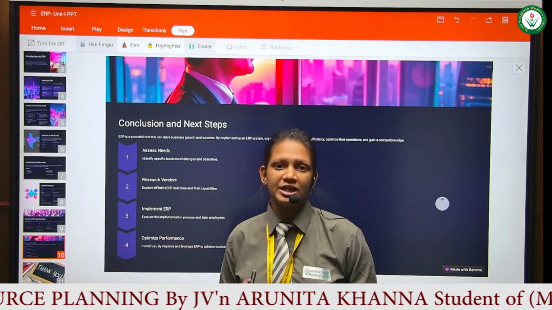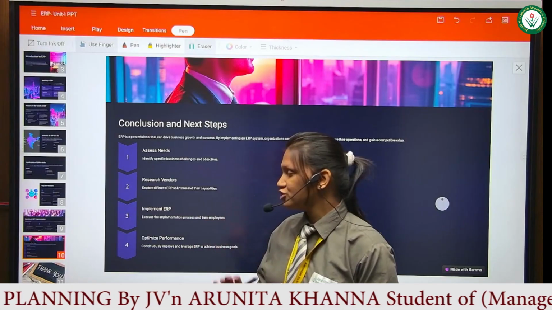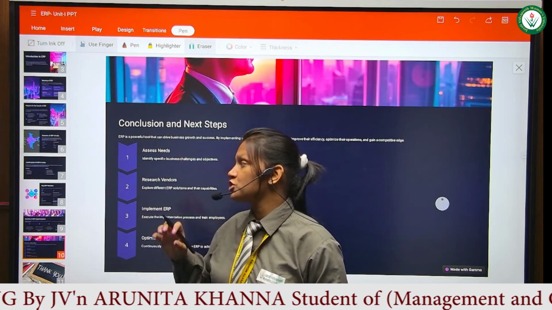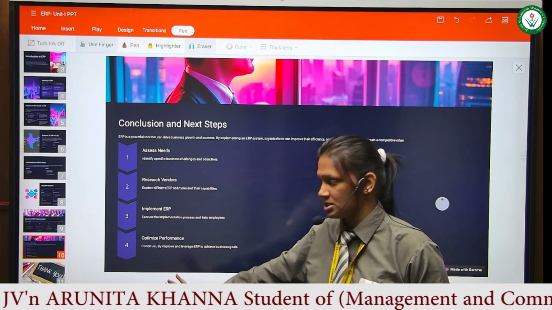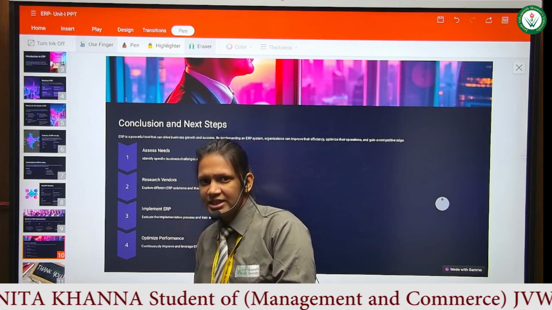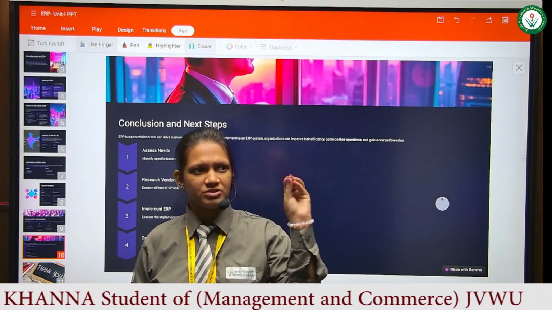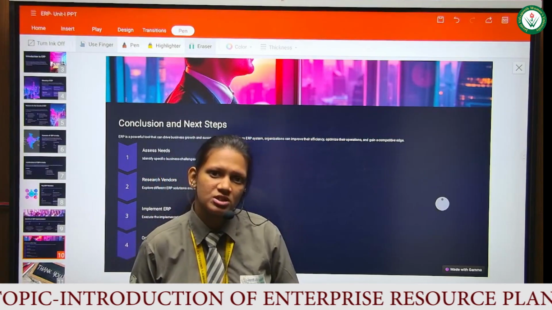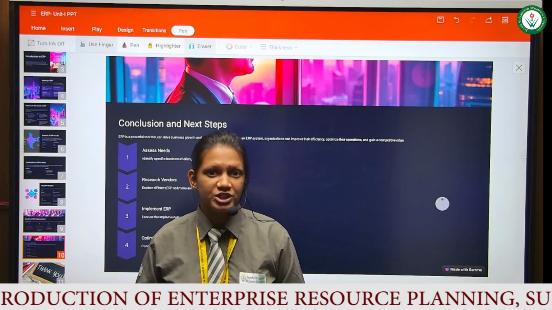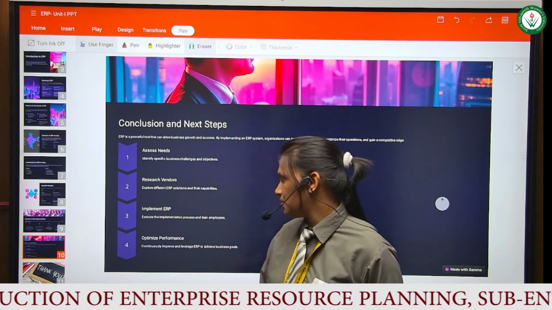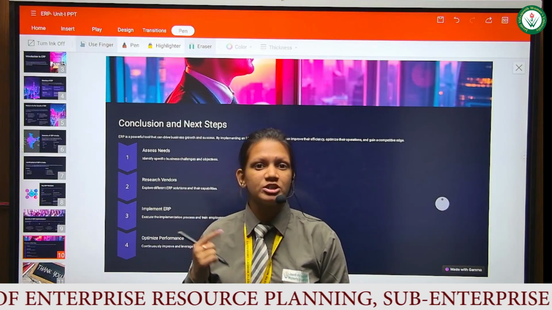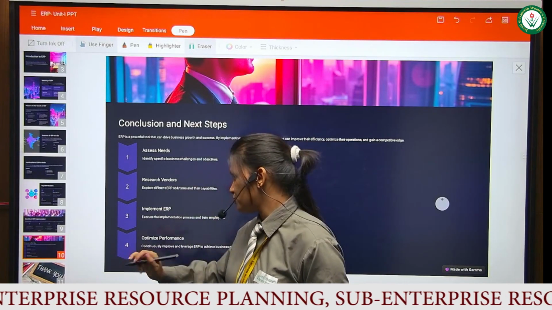Third is the implementation of the ERP. In implementation, we are not just creating the blueprint of it, but we are also inculcating ERP into the business. And last is optimized performance. When we are adding to the ERP anything related to finance, human resources, or administration, any kind of project that we are introducing into the ERP, we have to optimize its performance for further improvement and further evaluation.